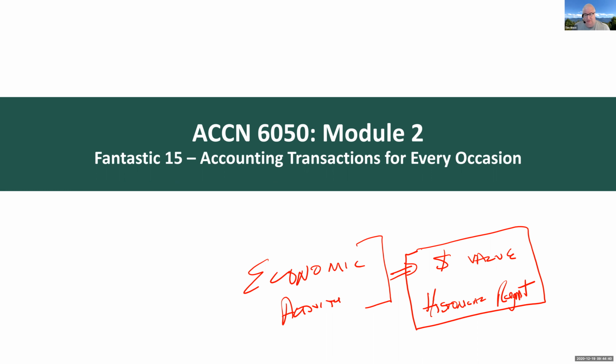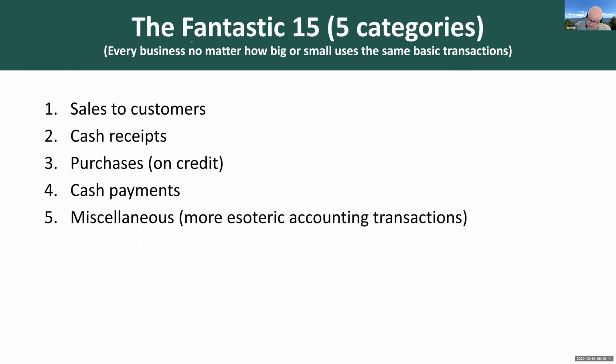Anyway, those limitations also lead us into this idea of what are the accounting transactions that reflect these economic activities. And I'm arguing that there's only 15. You only have to worry about 15 transactions, the fantastic 15. Those 15 you can use whether you're a big business or a small business. And so one of the things that we're going to do now is look at those different things. And so the 15 fall into five categories.